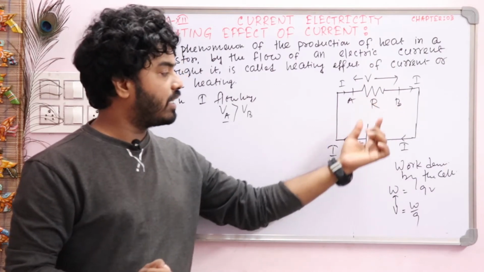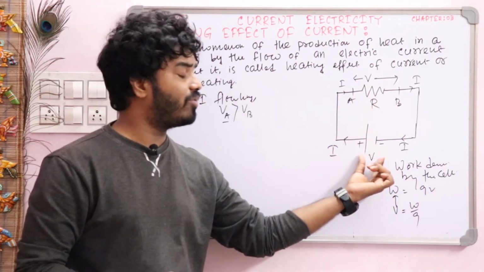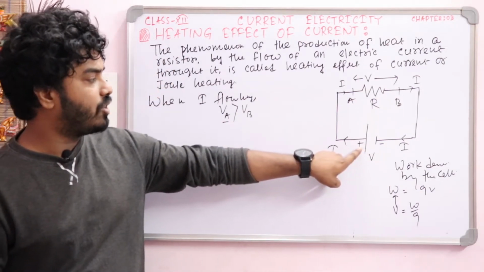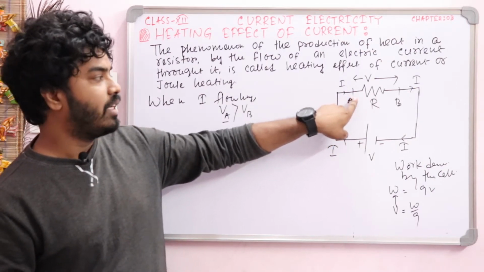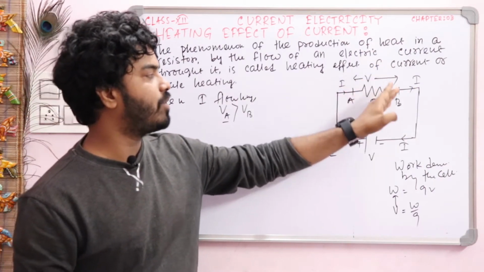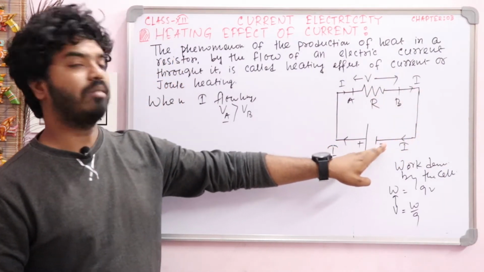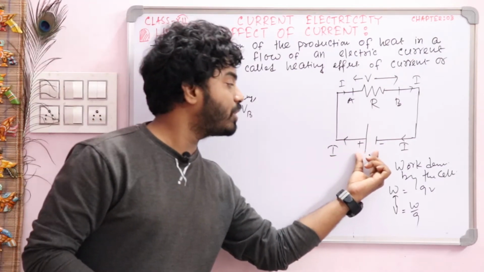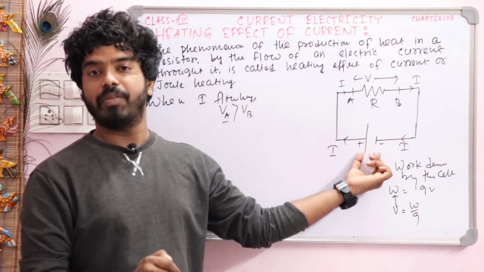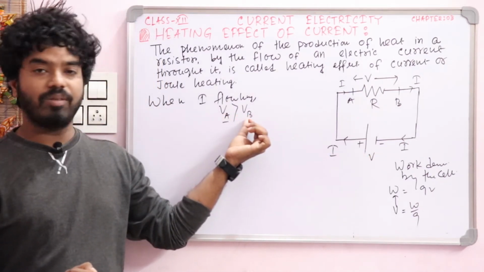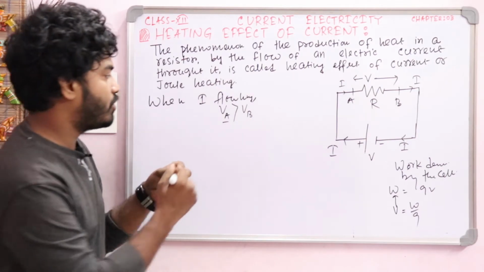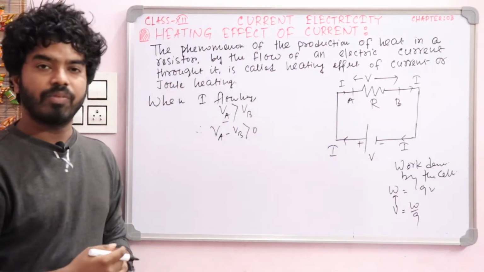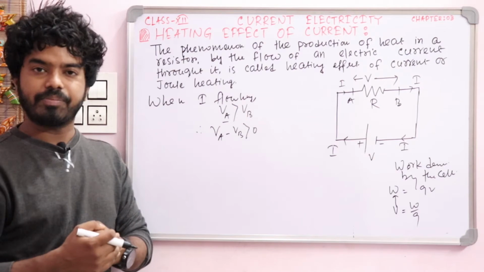Again, another way you can say: this cell has EMF, potential difference V between these two points. That means at the positive terminal the potential is V. Then after that the potential decreases to V by 2, V by 4, and like that. Then the potential here becomes 0. Why 0? To maintain the potential difference V, because the potential difference between the two points is always V. So obviously we can say VA minus VB is greater than 0. So VA is greater than VB.